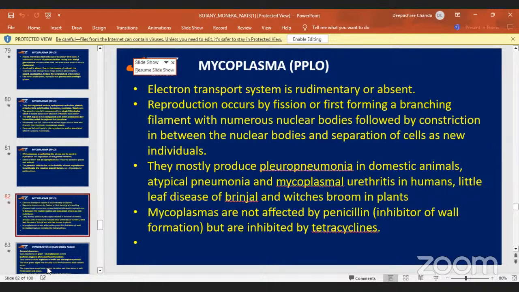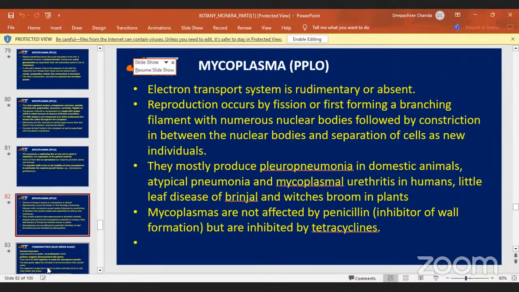Some antibiotics target other parts of the cell. So different parts of the cells are targeted by different antibiotics. Penicillin targets the cell wall. And we know mycoplasma has no cell wall. That is the reason they are pleomorphic. They can obtain any kind of shape. That is the reason mycoplasmas cannot be affected by penicillin.